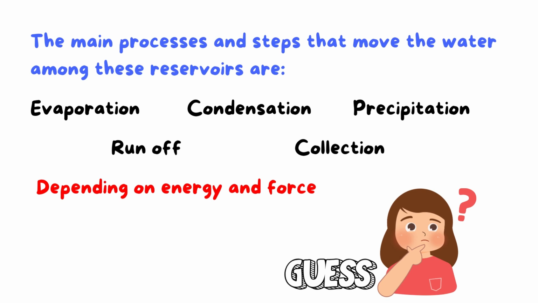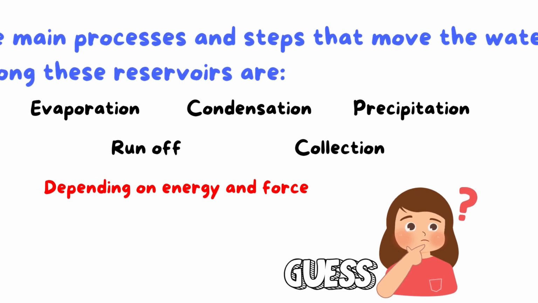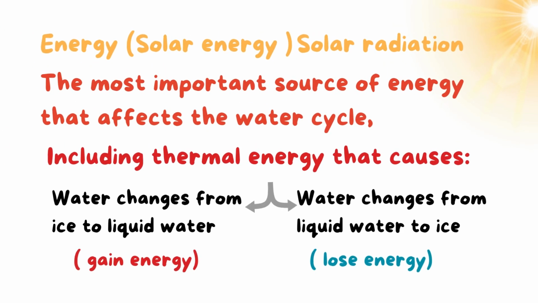So we have the main processes and steps that move the water among these reservoirs. What are the processes? Evaporation, condensation, precipitation. And we have 2 steps, which are runoff and collection. All of these depend on energy and force. Can you guess with me what is the energy and the force that these processes depend on? Yes. First, we will talk about the energy. Yes, as you guess, this is the energy that comes from the sun, the solar energy or solar radiation.